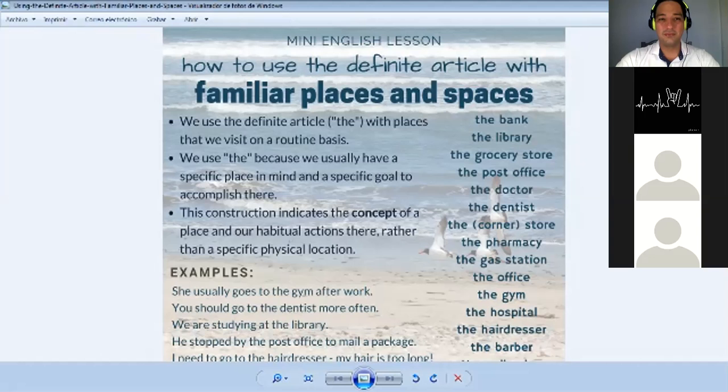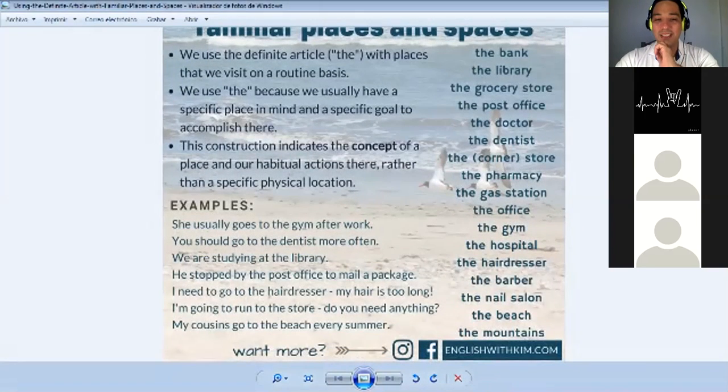Mini English lesson. It says, we use the definite article. We use the definite article the with places that we visit on a routine basis. Excellent. Very good. Repeat. Routine basis. Very good. So, for example, what places do you visit? The bank, the library, the beach, the doctor. Okay, very good. The market. Okay, that's good. Patricia, can you continue? We use the because we usually have a specific place in mind and a specific goal to accomplish.